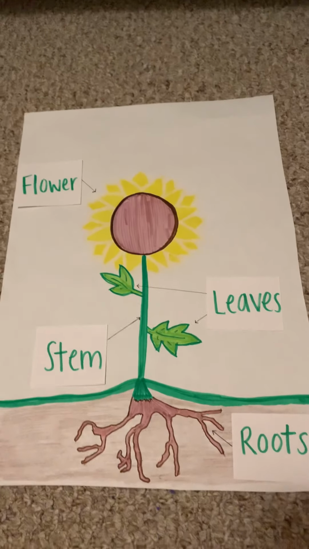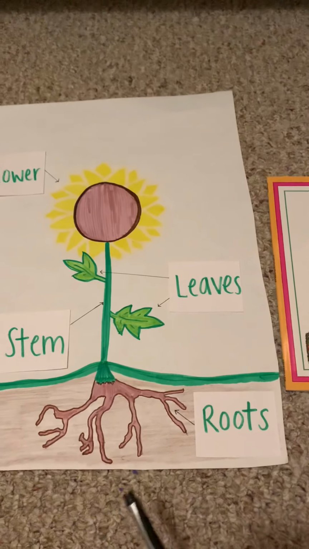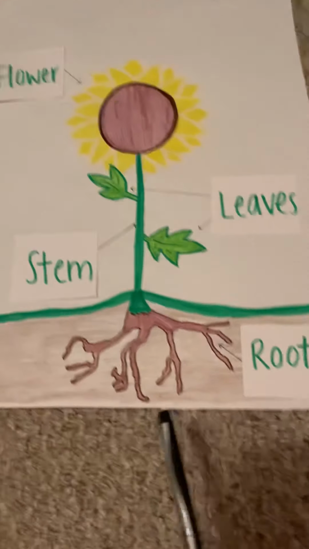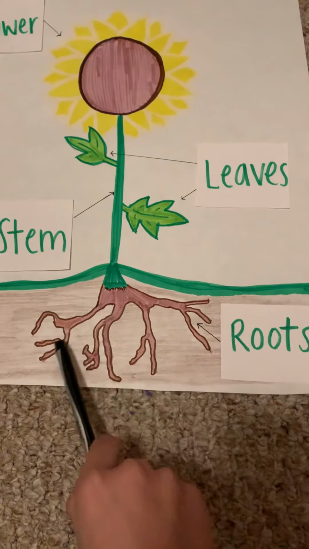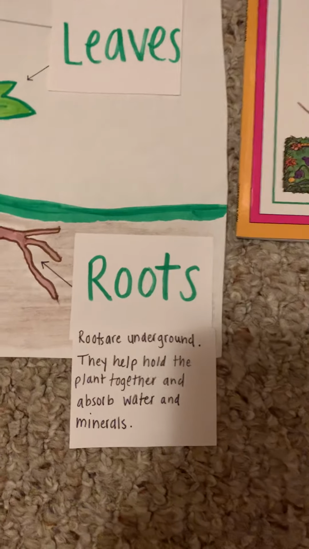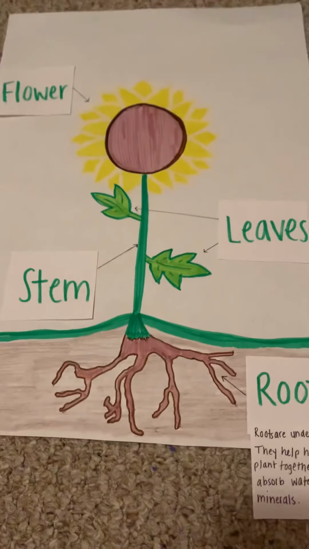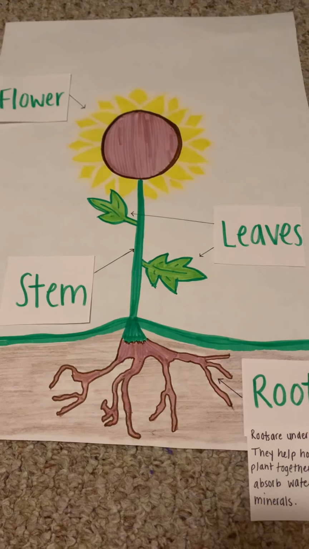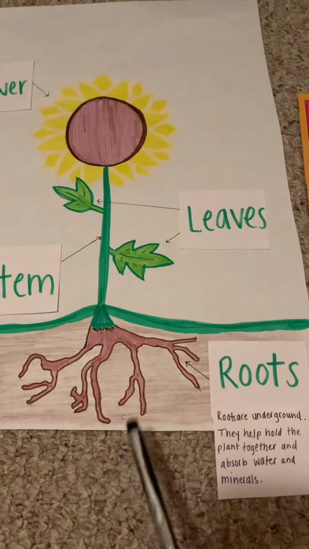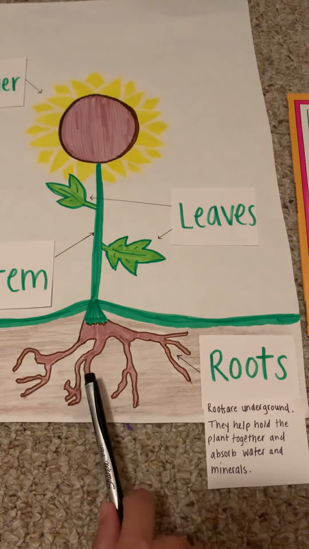So today I will be teaching you about the parts of a plant. We'll start off with roots, then stem, leaves, and then flower. The roots are these brown parts, and roots are underground. They help hold the plant together and absorb water and minerals. Whenever it rains, the water goes underground, and then the roots take in that water for the plant to grow. There's also minerals on the ground that the roots take up for the plant.